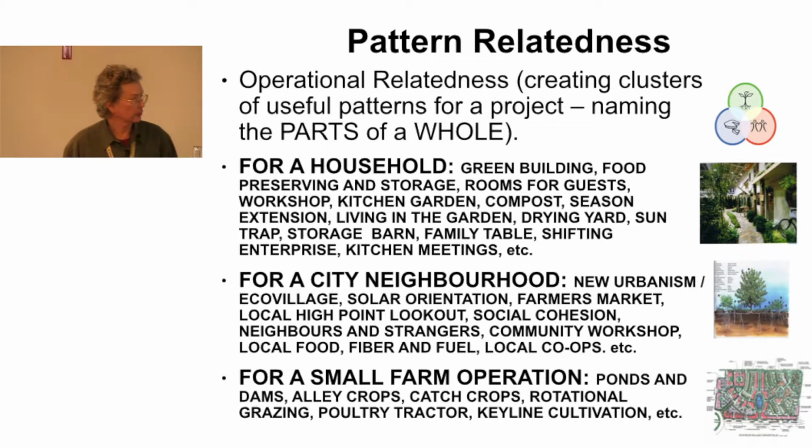For small farms, we can have ponds, alley crops, catch crops, rotational grazing, poultry tractor, keyline cultivation. We can have polyculture orchards. We can have living outdoors in the garden. All those sorts of patterns can contribute to adding aliveness and the quality without a name to the projects they're worked on. And so that's where we want to go with all of this. We want to have this available to everyone.